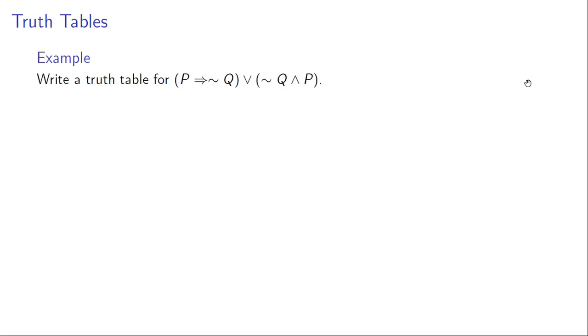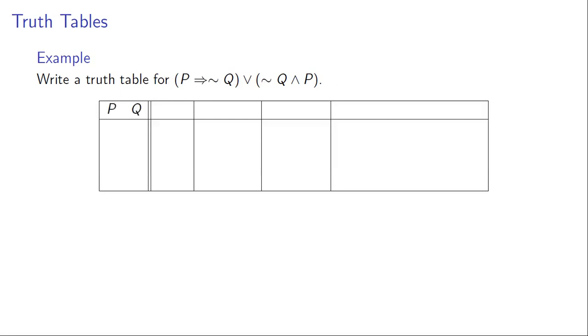So now we're going to do some more complicated examples with truth tables. For example, we want to write a truth table for this statement: if P then not Q, or not Q and P. So we set up our table. We have two variables in this statement, so we set up just the two variables, P and Q.